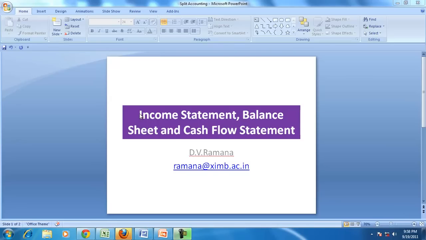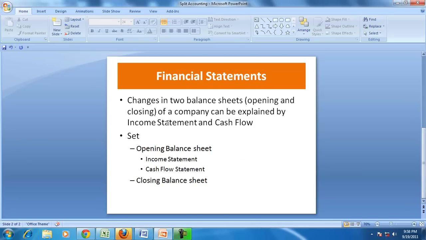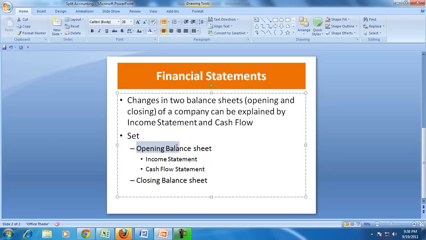In this session, we will try to see the interrelationship between the financial statements: income statement, balance sheet and cash flow statement. They are interdependent. So when we say a set of financial statements, the set consists of opening balance sheet, income statement for the period, cash flow statement for the period, and closing balance sheet.